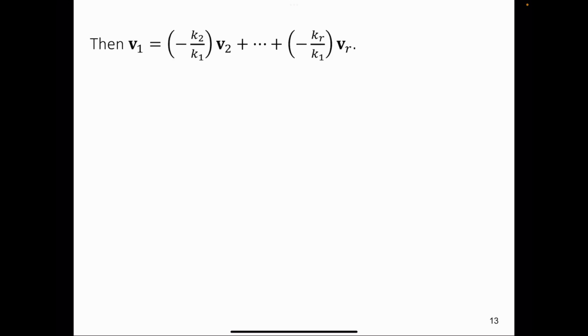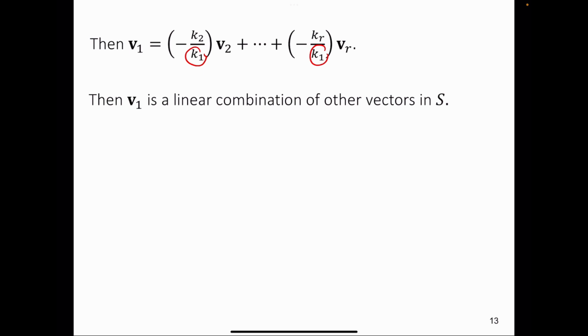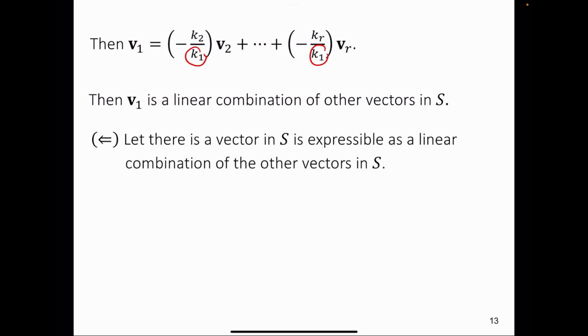Since k1 is not equal to 0, we are able to divide the left and right hand side of the equation by k1. We divide by k1 because k1 is not equal to 0, and we bring every term on the left hand side to the right except the term for v1. So we end up with this equation, and we see that v1 is a linear combination of the other vectors in S. Okay, so the proof for the first direction is completed.